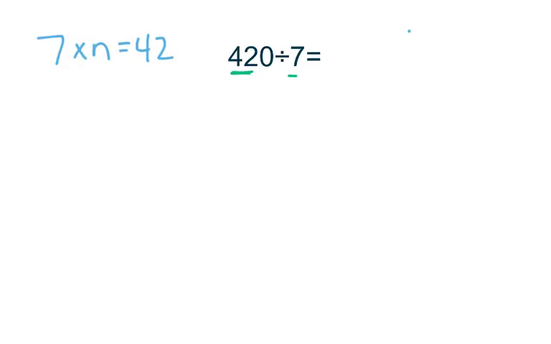Before I go ahead and solve that, though, I'm going to take my extra 0 here that I don't need, and I'm going to place it in my quotient so I don't forget about it. And now I'm going to divide. How many times does 7 go into 42? It goes in 6 times, so my quotient is 60.